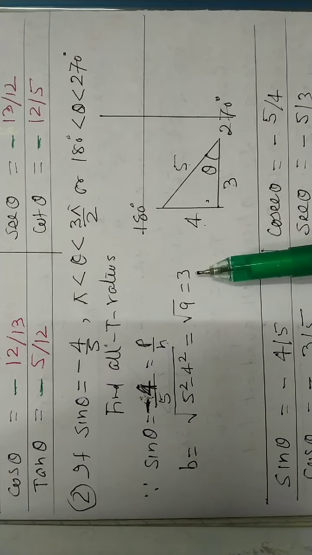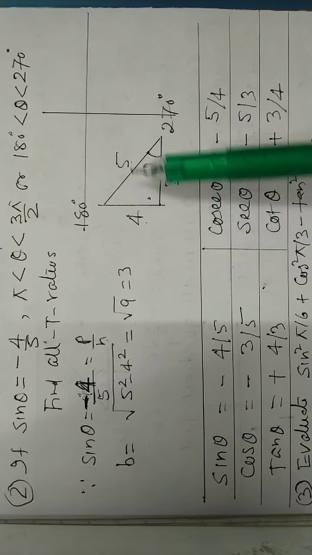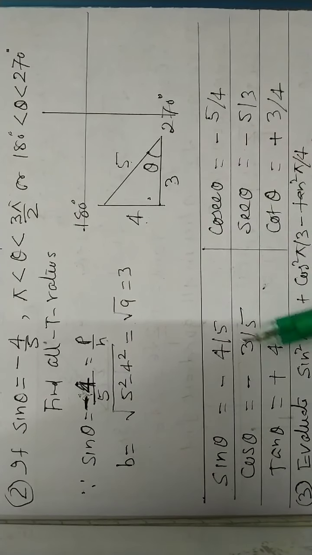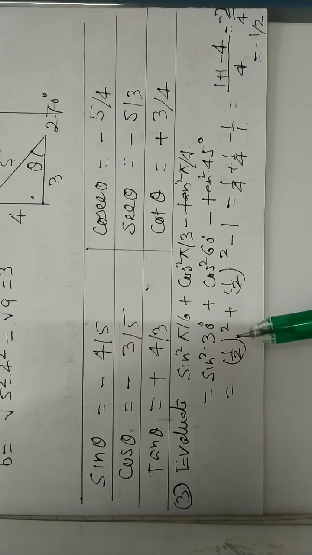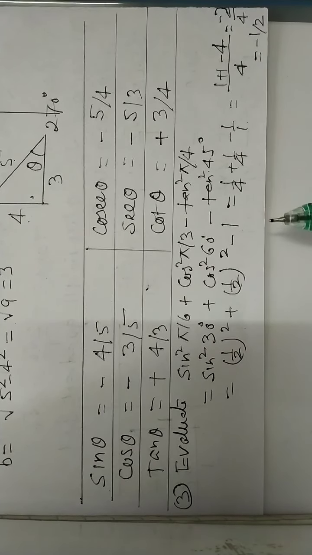After that follow the sign scheme. In this quadrant tan is positive, so tan is positive, others are negative. Write the value: sin is this 4 by 5, cos 3 by 5, tan this by this, and the reciprocal of these you can write yourself. Now number 3, evaluate. Change it to degree first. You are highly habituated of doing the work in degree, and after that put the value as in class 10 and simplify to get the answer.